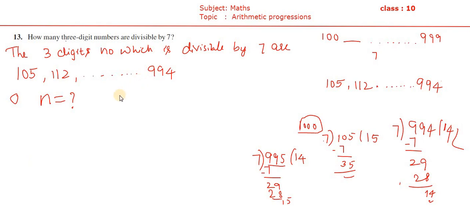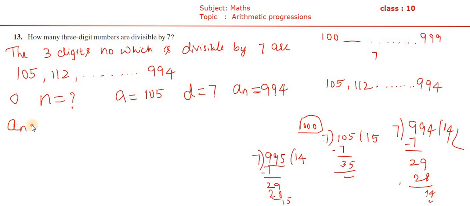We know what A is: A is nothing but 105. And we also know D, because the common difference is 7. And we also know AN: AN is nothing but 994. Is it clear? Now you can use the formula and simplify this.